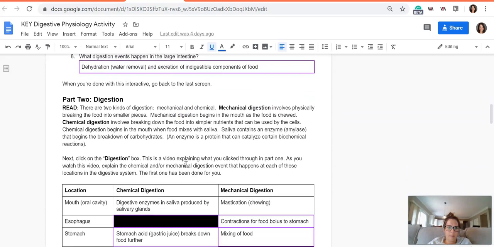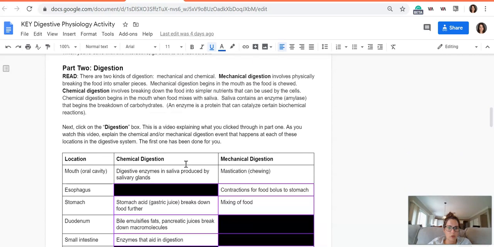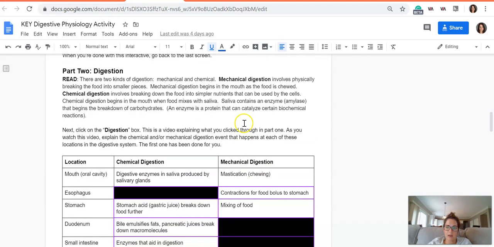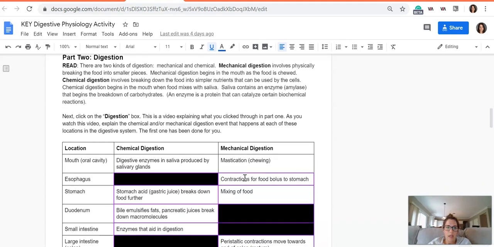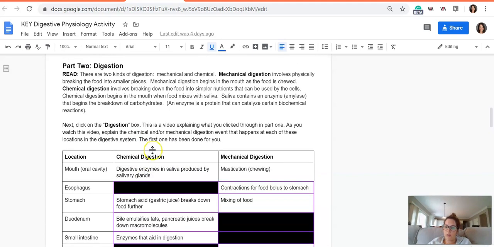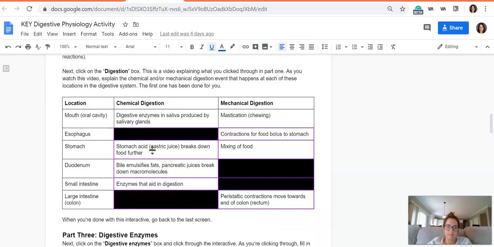All right. Part 2. We looked at chemical versus mechanical digestion. Mechanical digestion is any sort of physical change in food. It usually involves some muscle contraction or some grinding. And then chemical digestion involves some sort of chemical, whether that be hydrochloric acid or an enzyme.